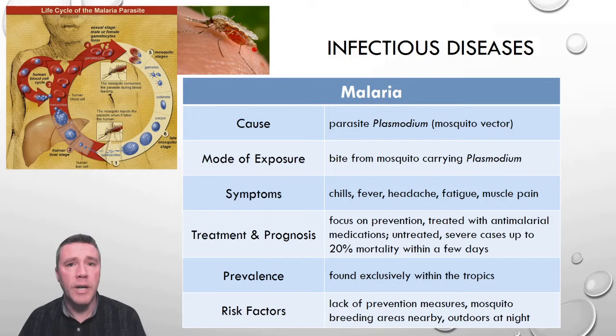The risk of contracting the disease can be reduced primarily through prevention methods, like mosquito nets and insect repellents, as well as the use of insecticides and draining any standing water that mosquitoes would use as a breeding ground.